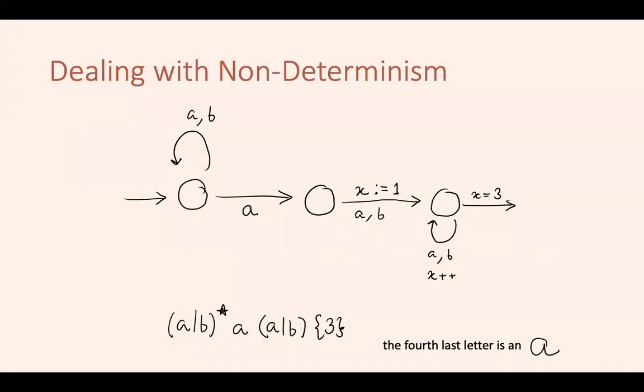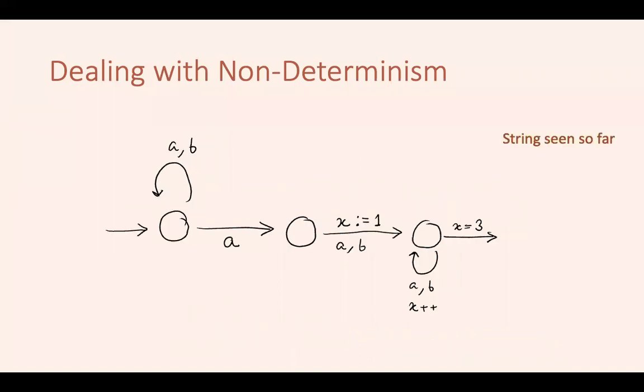In this particular example, this regular expression refers to the idea that the fourth last letter is an A, and I would imagine the string is over A's and B's. So at some point you have to guess when to take this transition to A, and then you can take 3 more characters at most. Let me illustrate how this works with a run, and we will identify something interesting.